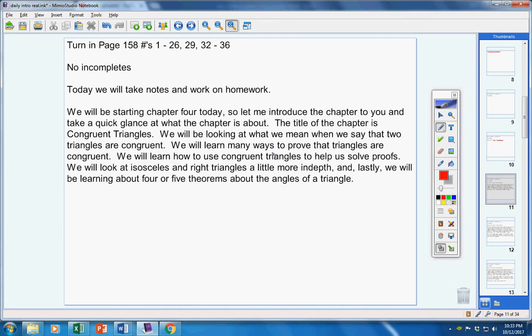We will learn many ways to prove that triangles are congruent. We will learn how to use congruent triangles to help us solve proofs. We will look at isosceles and right triangles a little more in depth than we have before. And lastly, we will learn about 4 or 5 theorems about the angles of a triangle.